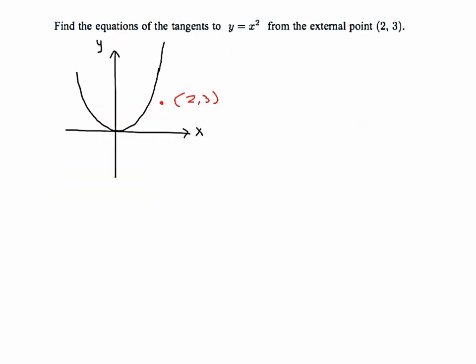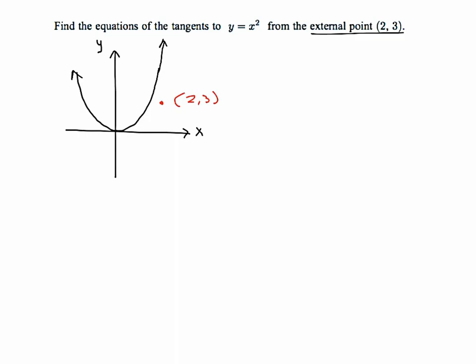Find the equation of the tangent to y equals x squared from the external point (2, 3). What does the external point (2, 3) mean? We have the graph of y equals x squared, which is the concave up curve. When x is equal to 2, the y value on this curve has to be 4. However, (2, 3) lies outside of this curve, therefore it's called an external point.